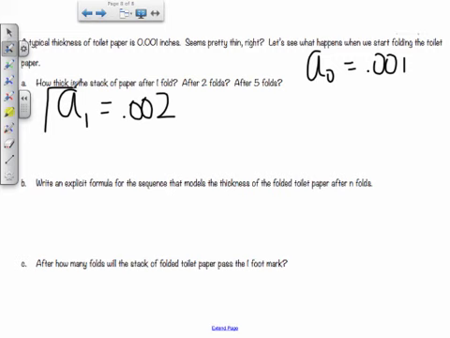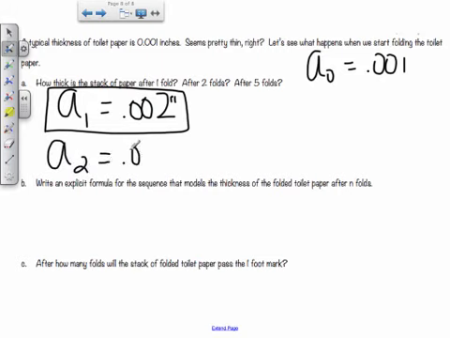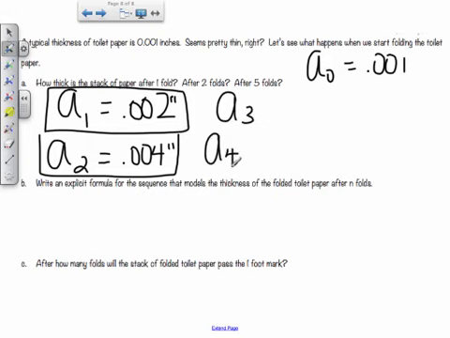Okay, so that's the answer to the first part. And then we'll say inches. We'll use the inches format. Then a sub 2 is after 2 folds, and that would be 0.004 inches. Okay? And then it asked us to figure out after 5 folds. So let's figure out what a sub 3 is going to be, a sub 4, and then we'll use the information to figure out what a sub 5 is. So go ahead and figure out 3, 4, and 5.